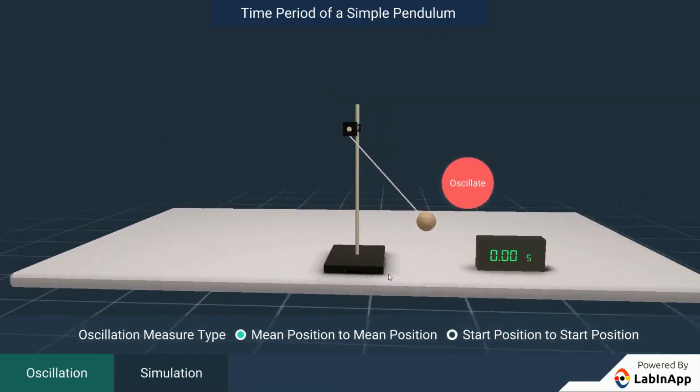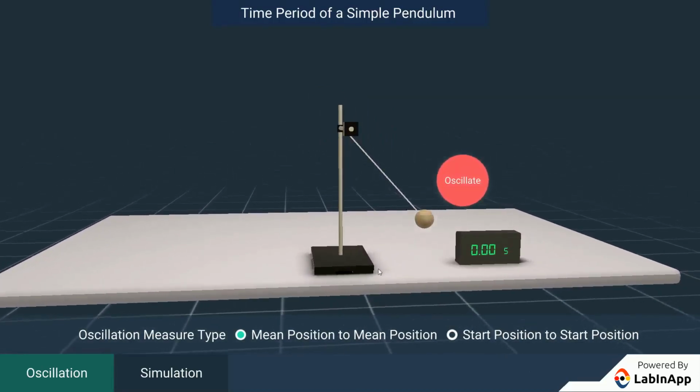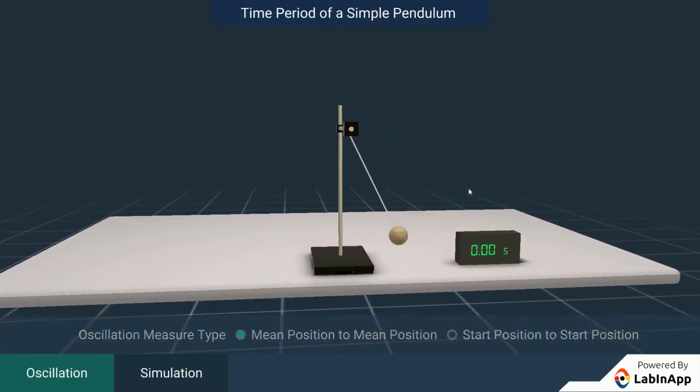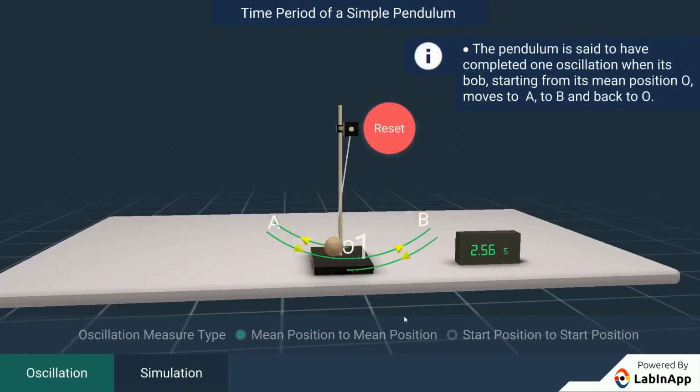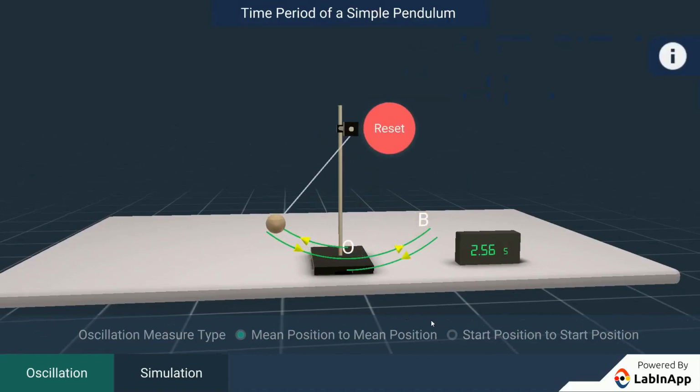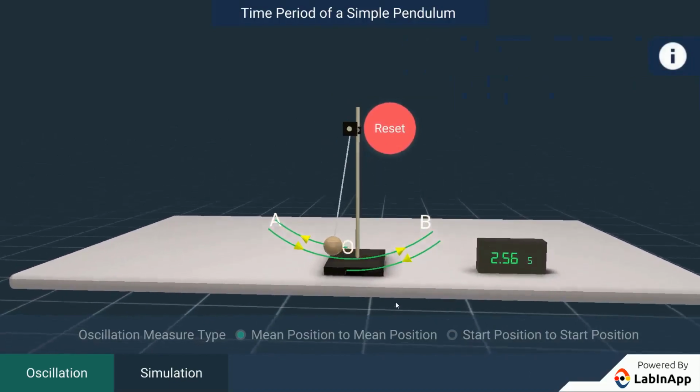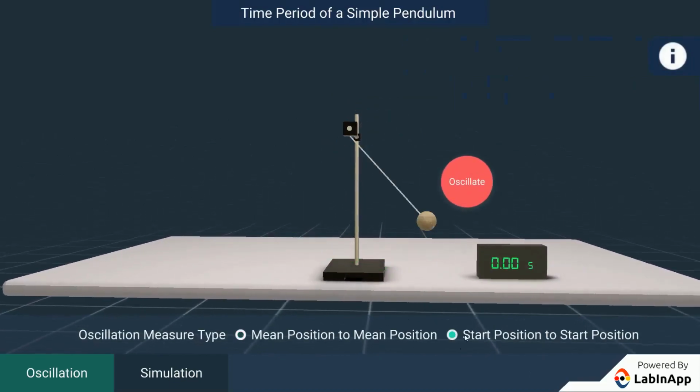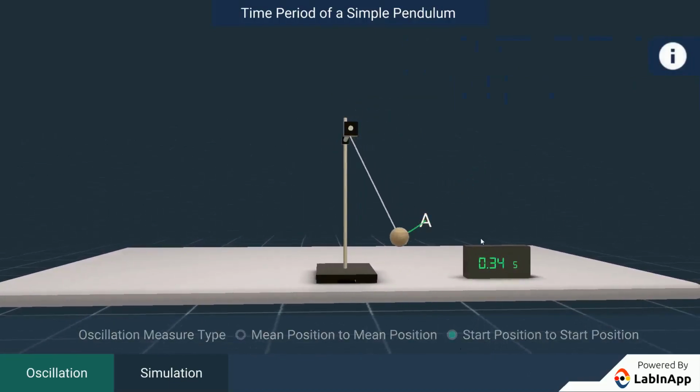The pendulum is said to have completed one oscillation when its bob, starting from its mean position O, moves to A, to B, and back to O. The pendulum also completes one oscillation when its bob moves from one extreme position A to the other extreme position B and comes back to A.